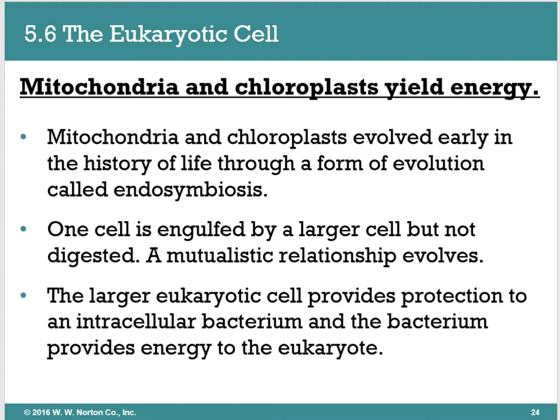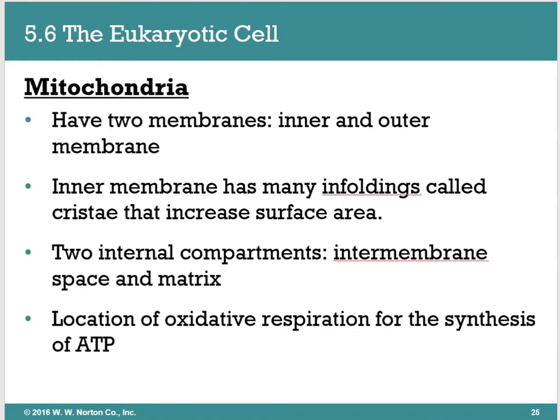The theory is that one cell, the mitochondria or the chloroplast, was taken up by a larger cell, but it wasn't digested or anything, and the larger cell started utilizing it, and then it became a mutualistic relationship. And then with the mitochondria specifically, it does have two membranes. It has an inner and an outer.